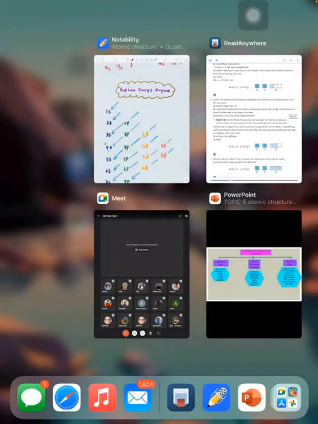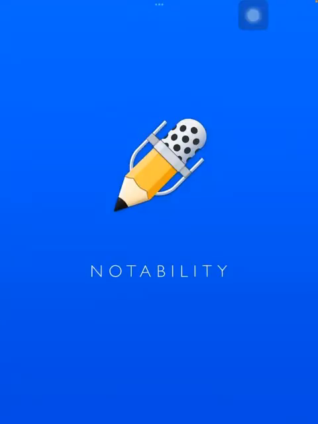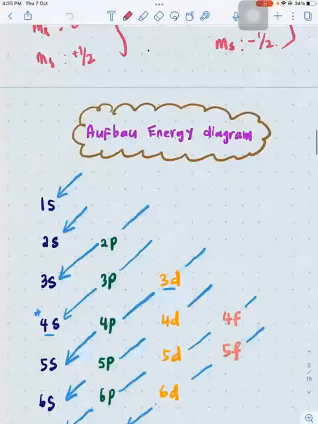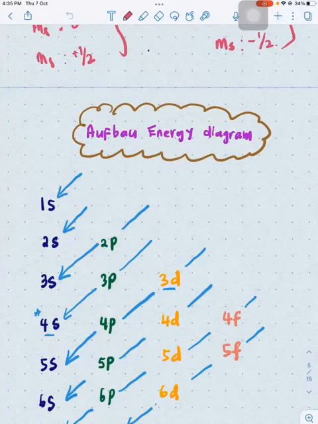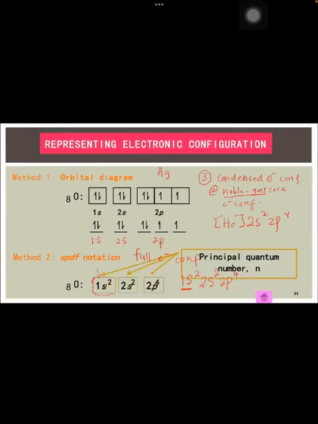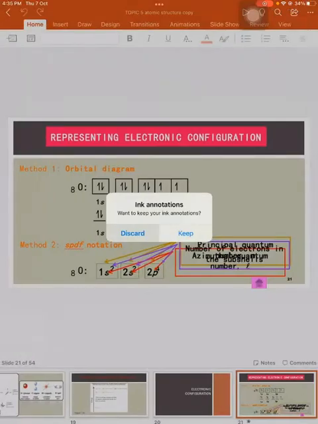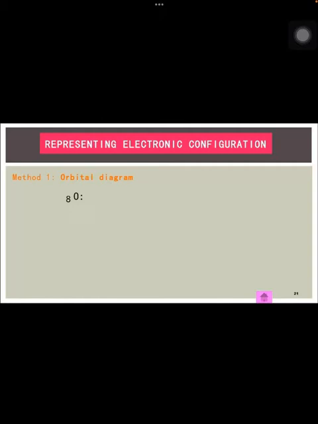Okay, so these are all 3 rules that we are going to use when we want to write the electron configuration. So macam mana kita nak tulis electron configuration? So there will be a few methods that I'm going to show you. Okay, so the method that we are going to use, the first one kita panggil dia sebagai orbital diagram. So contohnya, if we have oxygen. So oxygen, then you can refer to the periodic table.